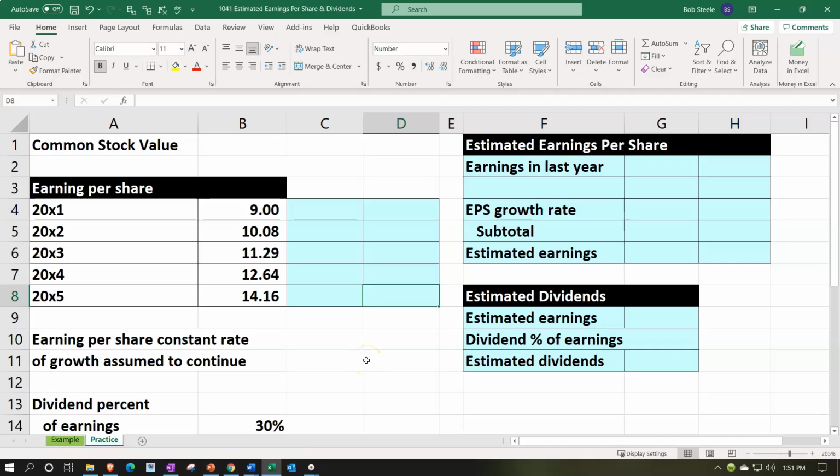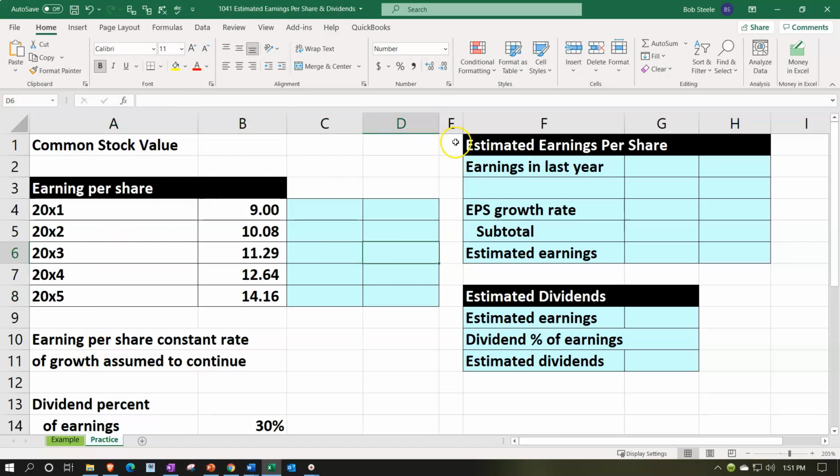If you have access to Excel and would like to follow along, note that we are in the practice tab as opposed to the example tab. The example tab in essence being an answer key. We've got the information on the left-hand side. We'll use that to populate the blue areas on the right-hand side as we work through the problem.